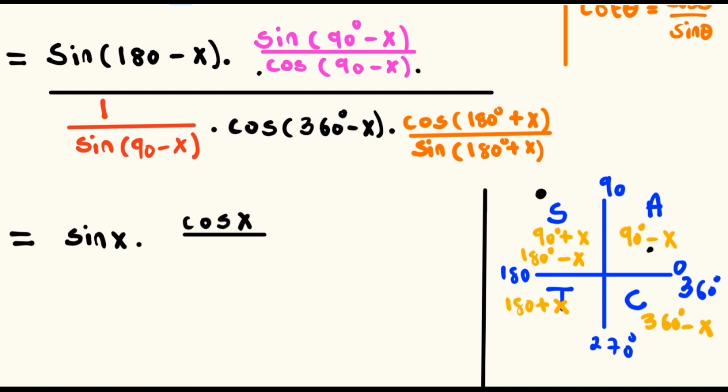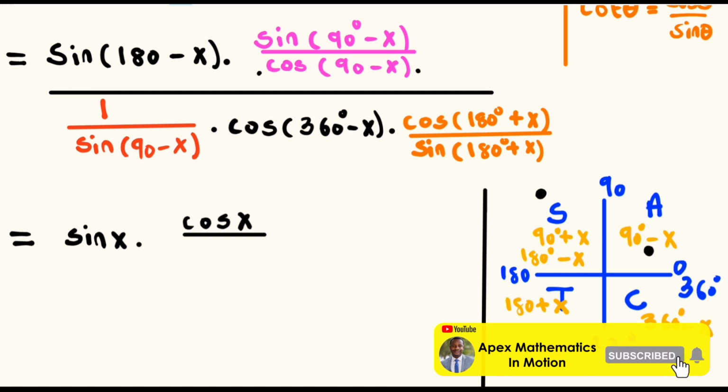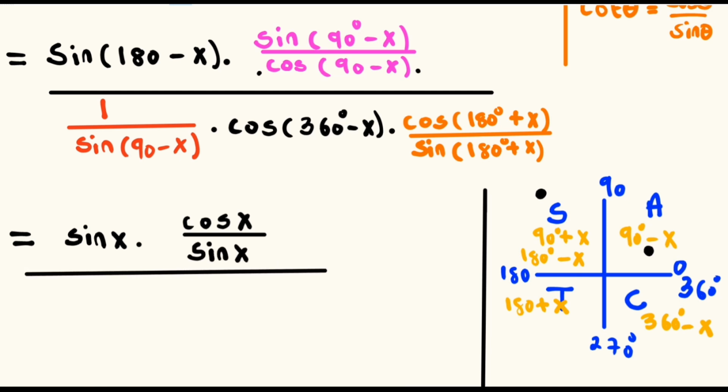90 minus x is in the first quadrant, and the cos is positive in the first quadrant. So this will be cos x, but then because of the complementary angle, the cos will change to sin x. This will be divided by 1 divided by the sine of 90 minus x. 90 minus x is in the first quadrant, and the sine is positive. But because of the complementary angles, the sine of 90 minus x will be equal to cos x.